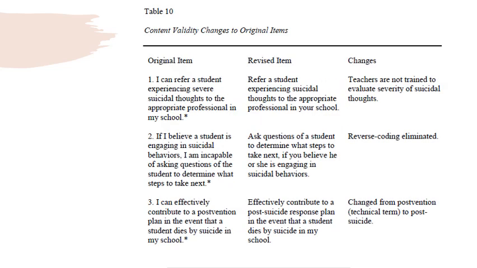So here you can see some of the content validity changes that I made. First item, "I can refer a student experiencing severe suicidal thoughts to the appropriate professional in my school." And then when I changed it, it became "refer a student experiencing suicidal thoughts to the appropriate professional in your school." So you'll see the changes that I made because of the self-efficacy experts that I used to help me with the construct validity.